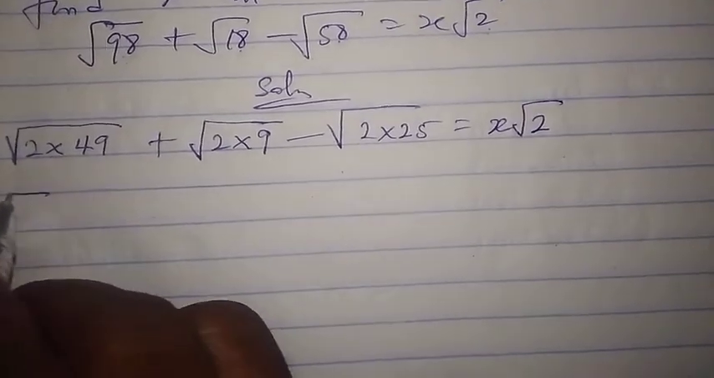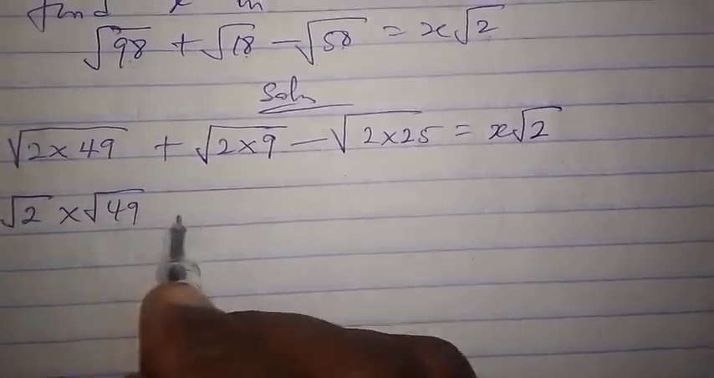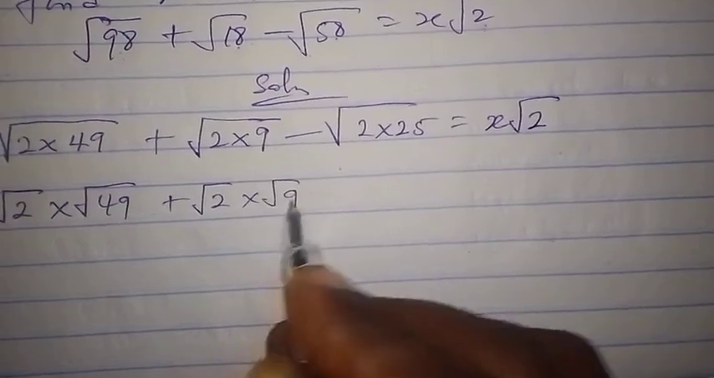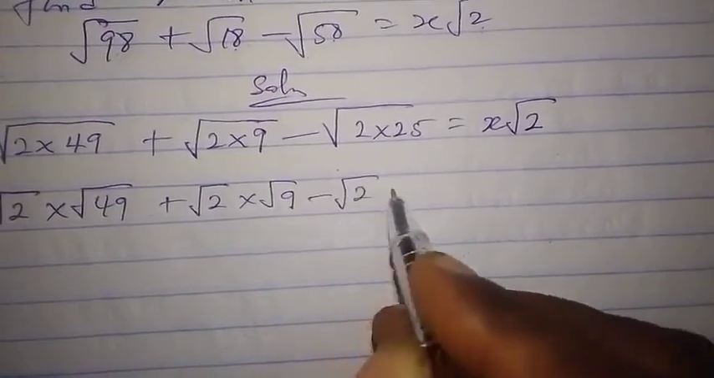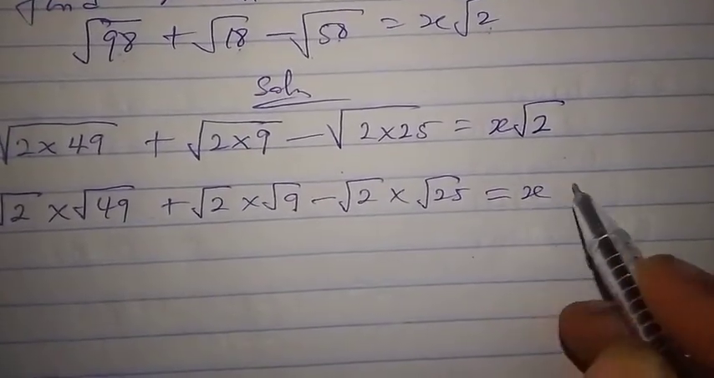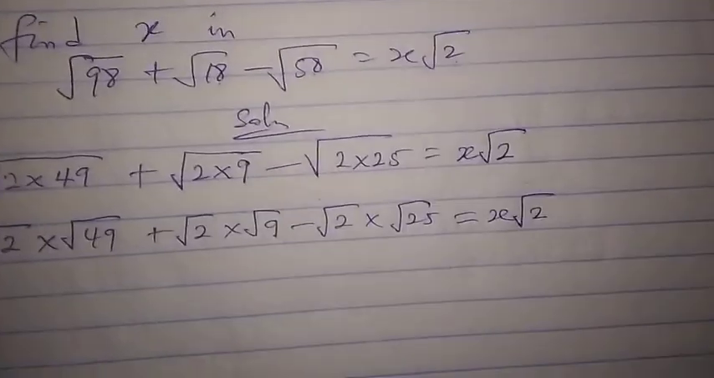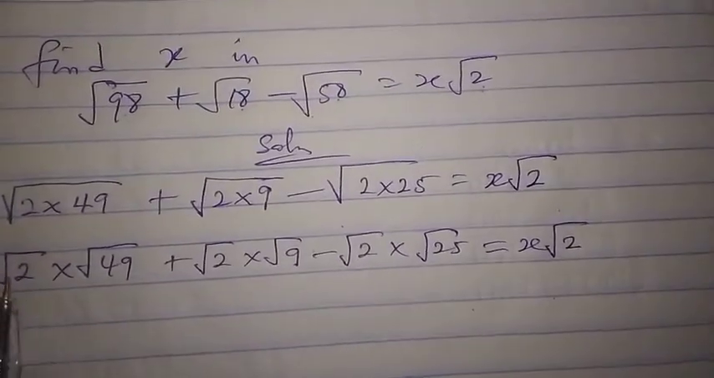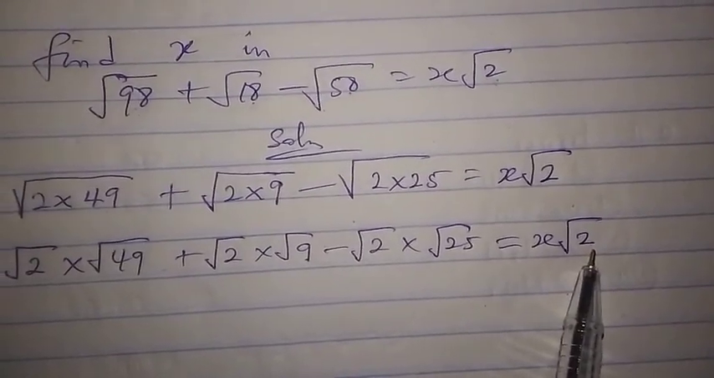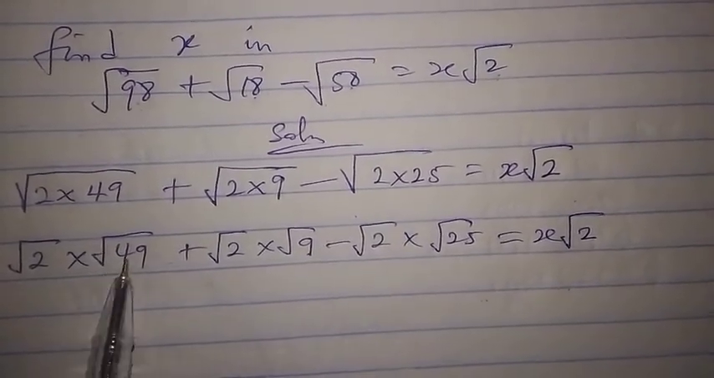All right, now I can separate this. Now I have the square root of 2 times the square root of 49, plus the square root of 2 times the square root of 9, minus the square root of 2 times the square root of 25, all equal to x times the square root of 2. Now you see that it is easy for us because we now have the square root of 2 in all of the places here. You get it now?